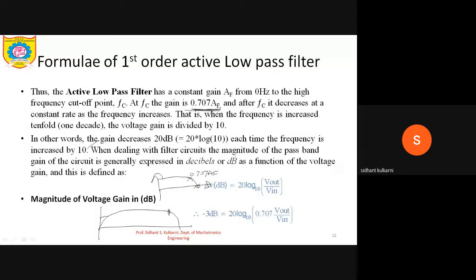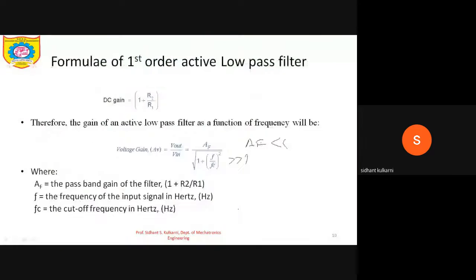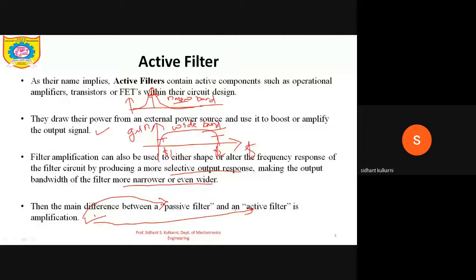When dealing with a filter circuit, the magnitude of the passband gain is generally expressed in decibels and is a function of the voltage gain. Therefore, AV in decibels is equal to 20 log to the base 10 of V out upon V in. And if I want to consider minus 3 dB gain, this 0.707 comes into the picture. I will just explain these things and then we will solve one numerical.